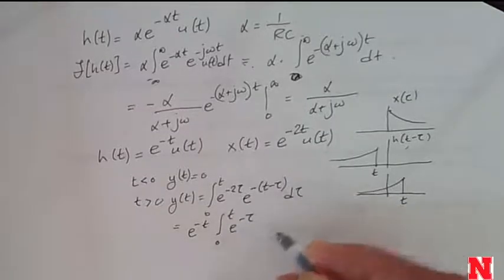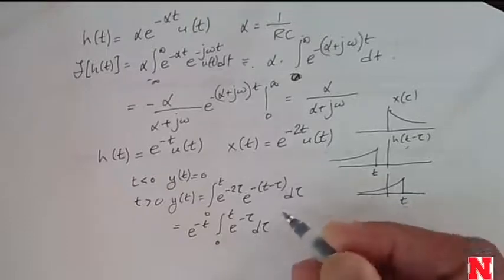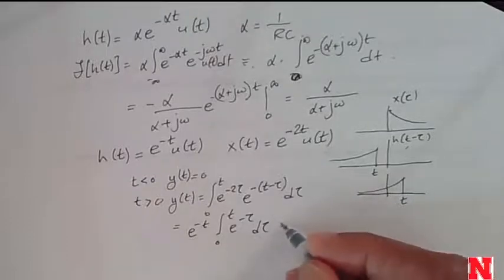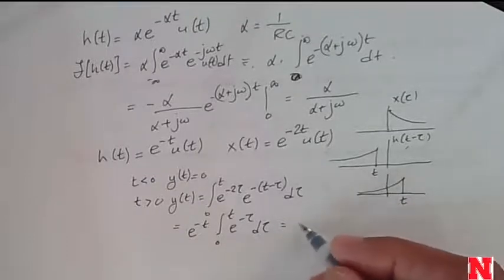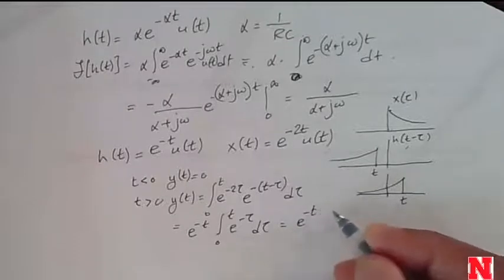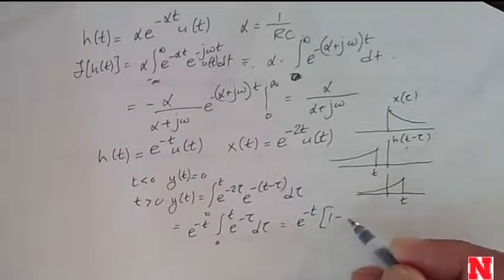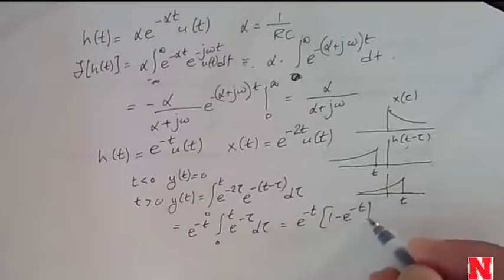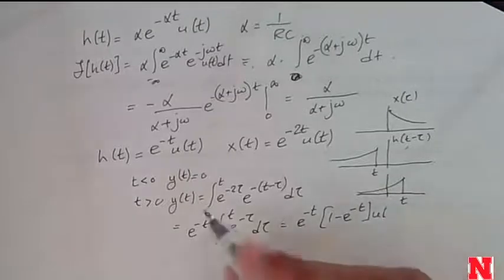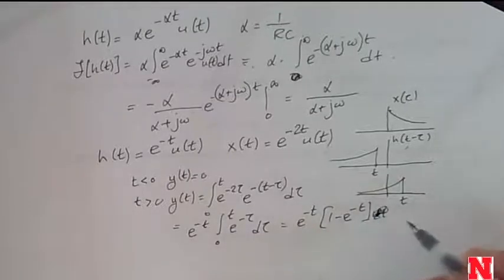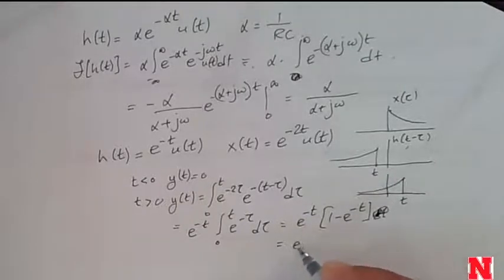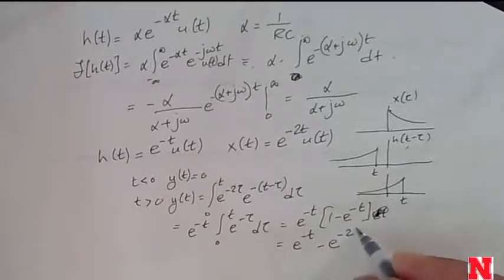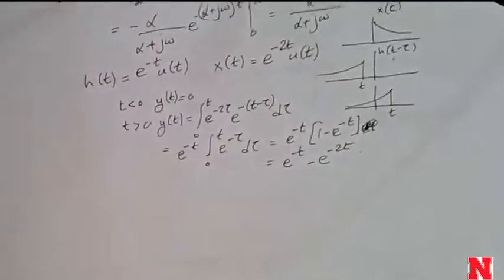We've done this before, so I'm just hurrying through this. And this works out to be e to the minus t times 1 minus e to the minus t, u of t. So for t greater than 0, so I don't have to write that down. That's equal to, when I multiply this out, e to the minus t minus e to the minus 2t. So that's what we get with the convolution.